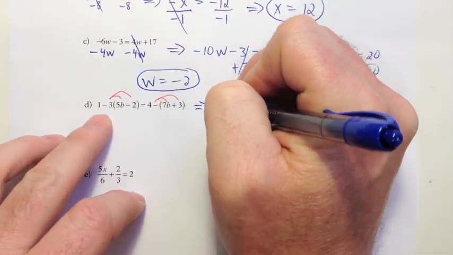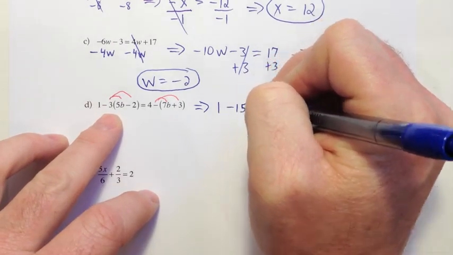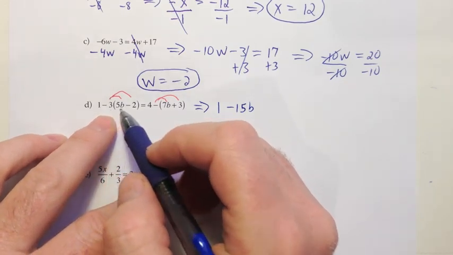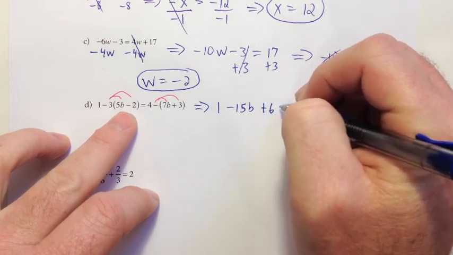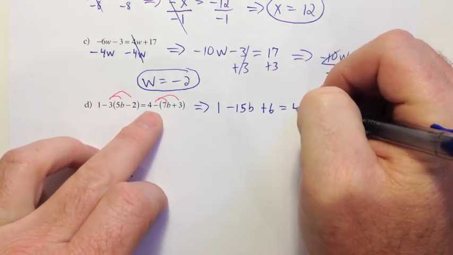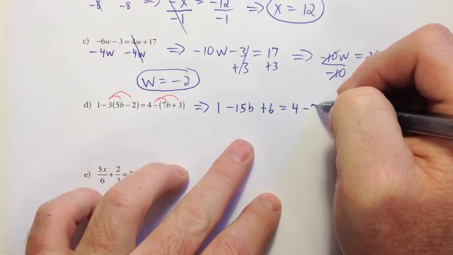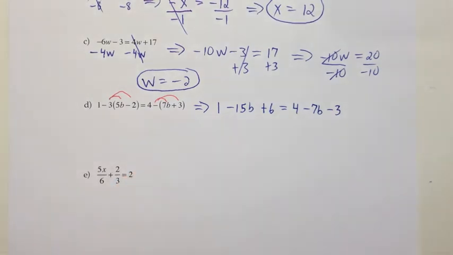The 1 would just stay as is, and then negative 3 times 5b would be negative 15b. Make sure you do remember it's a negative 3 you're distributing, not just a 3. And then negative 3 times negative 2 would be positive 6. And we have our equal sign. Our 4 will carry over. And then remember, if you're just distributing a negative, that just changes the signs of everything inside the parentheses.